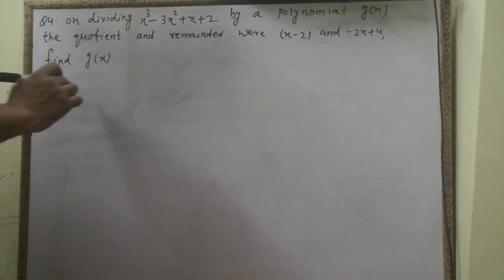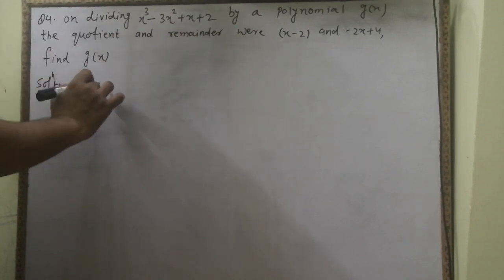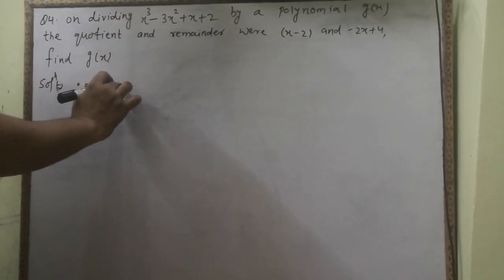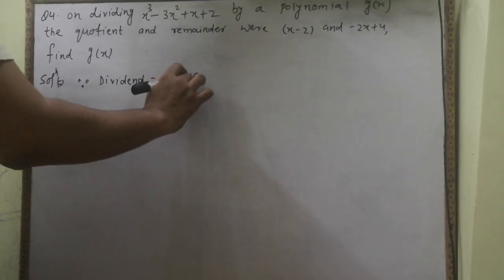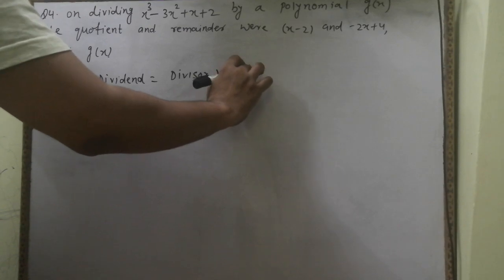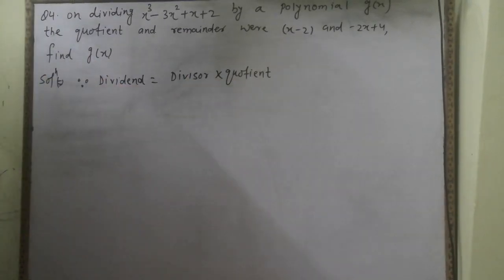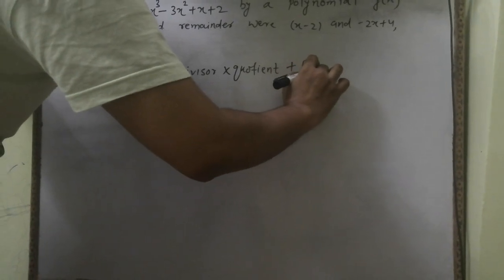As we know, one common relation between all these things is that dividend is equal to divisor into quotient plus remainder. Through this we will find g(x).